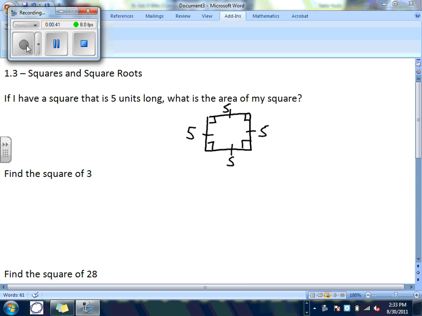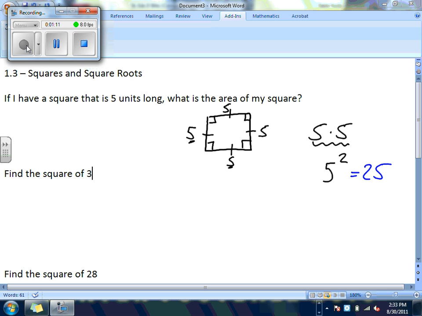So if we're going to find the area of something, we know the area of a square is just base times height, or length times width, however you want to say it. It's one side times another side. Well, this happens to be the same thing. It happens to be 5 times 5. Well, we know from our exponents that if it's written twice like that, we can write it with an exponent, so 5 squared. We know that 5 squared is 5 times 5, which is 25. So that's all squaring a number is.